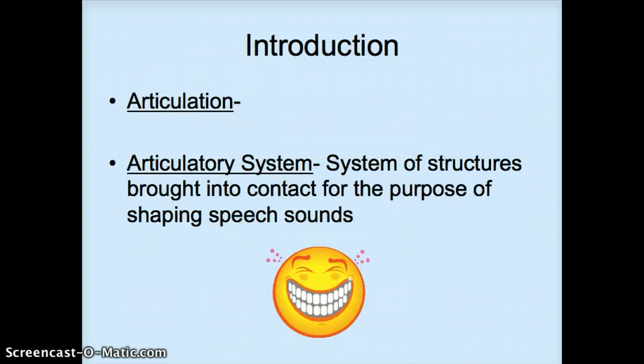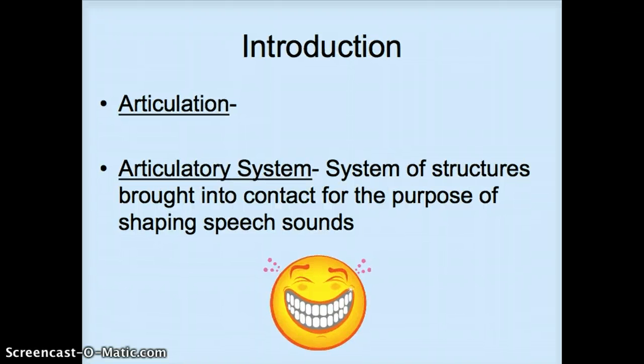Okay, so what is articulation? Articulation is the joining together of two elements. So that's the definition of articulation. The articulatory system is just the structures that we use that are brought into contact with each other for shaping speech sounds.